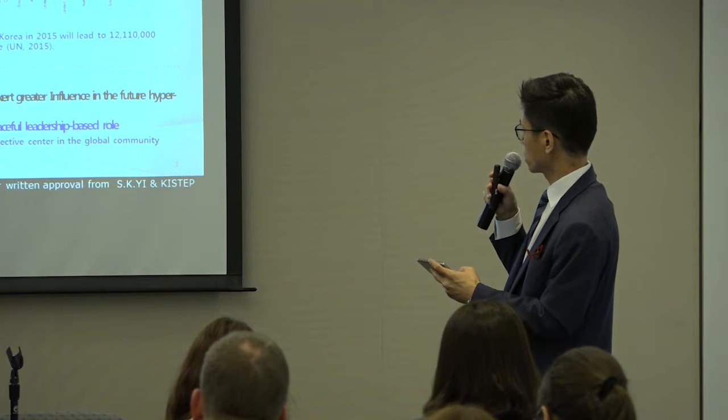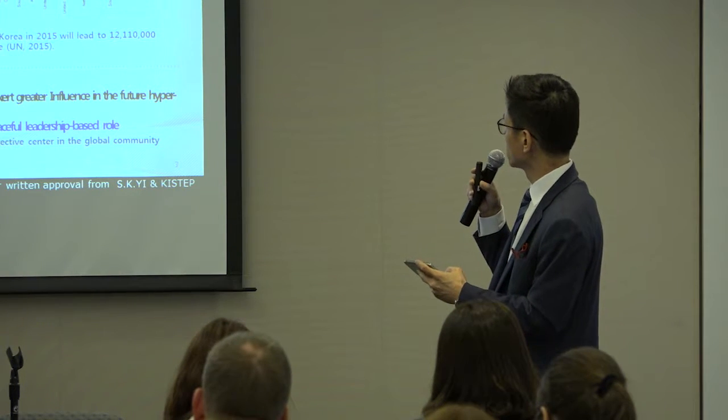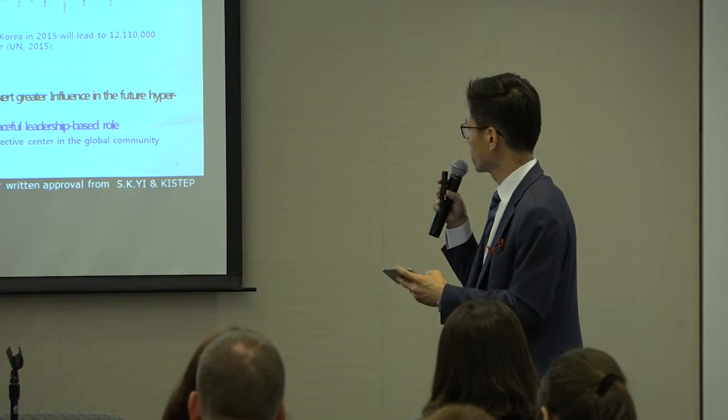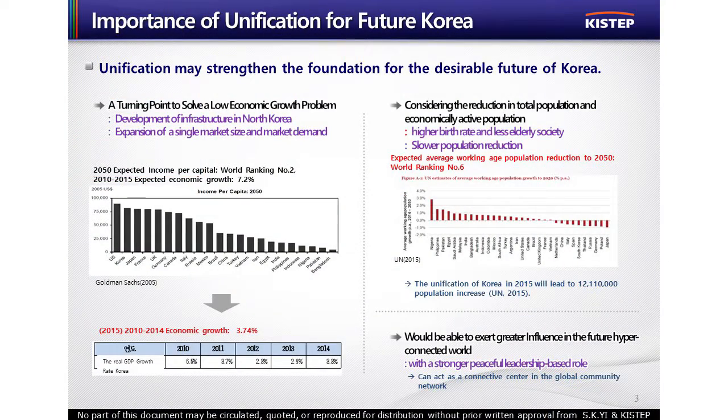And the second point is the reduction of the total population and the economically active population. The report of the UN forecast that the unification of Korea in 2015 will lead to about 1,200 population increase until 2100. And the last point is about the international leadership of Korea, especially in terms of peace leadership.